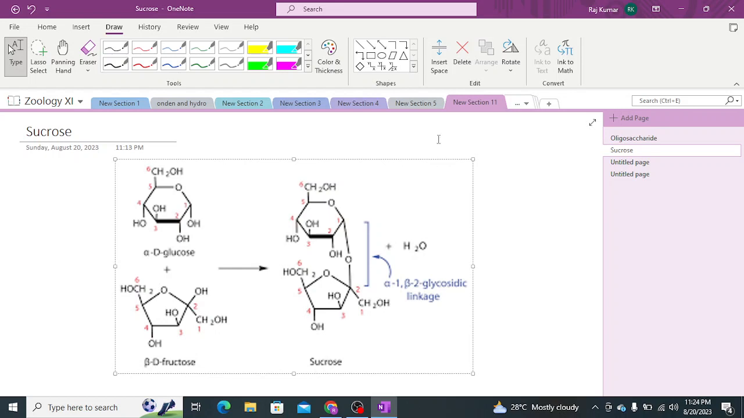And one more thing, it is also utilized as an artificial sweetener inside our food. So this is the structure.